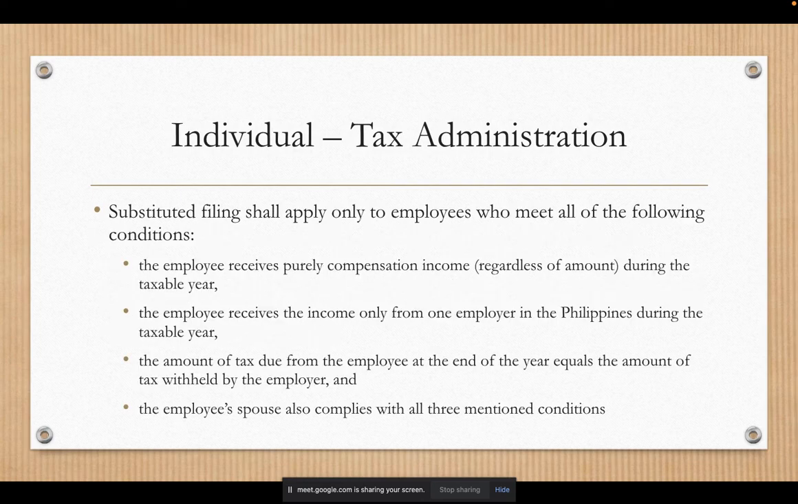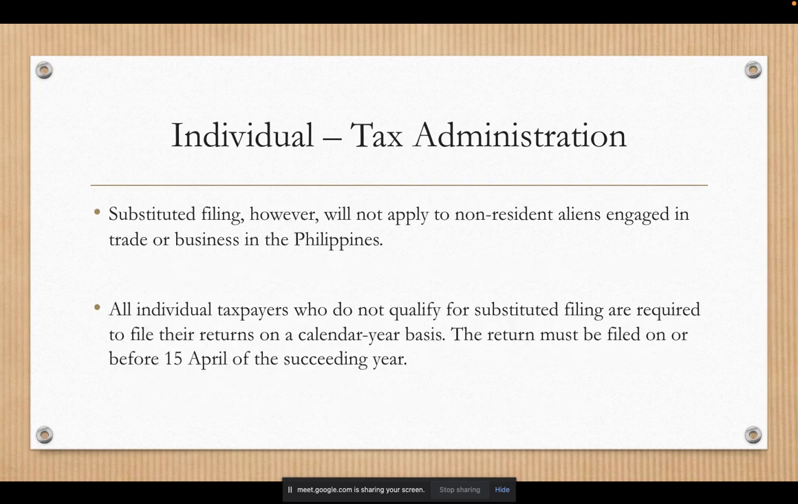Individual tax administration, substituted filing shall apply only to, ito ang sinasabi ko kanina, employees receiving purely compensation income and he receives income only from one employer. The amount of tax due from the employee at the end of the year equals the amount of tax withheld by the employer. The employee's spouse also complies with all the three mentioned conditions. So kung may asawa ka at kasama mo din is under substituted filing, wala na kayong problema. You are both under substituted filing. Okay? Substituted filing, however, will not apply to non-resident aliens engaged in trade or business in the Philippines, of course.